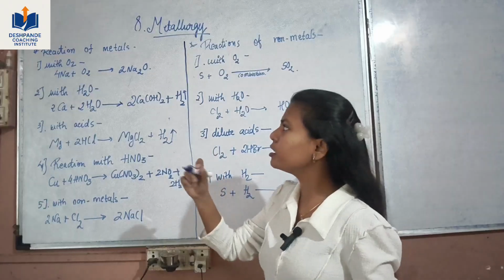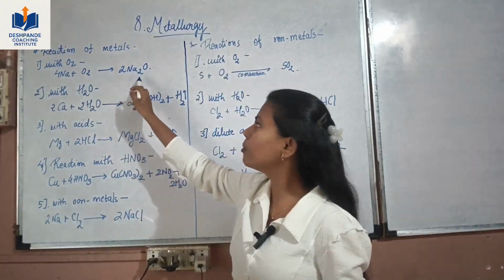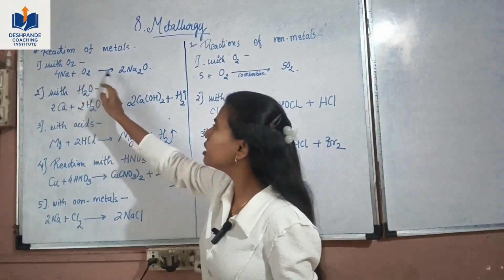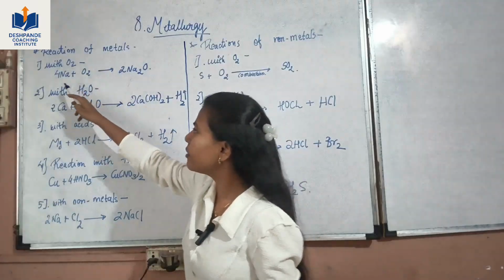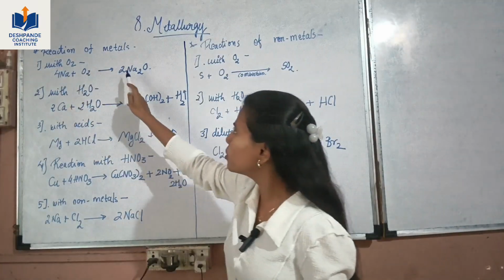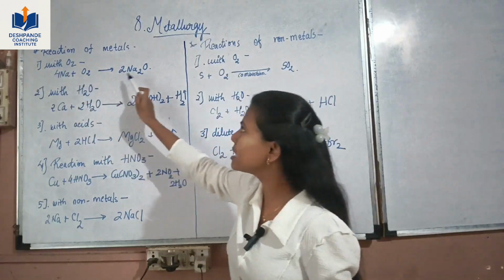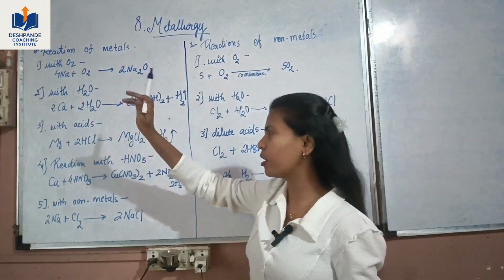So for example, here I have taken sodium. It reacts with oxygen to form sodium oxide. So you can see that this reaction is balanced. I have added 4 Na here because Na2 into 2 is 4. So we must always see that the chemical equation is balanced and we have to add coefficients accordingly.